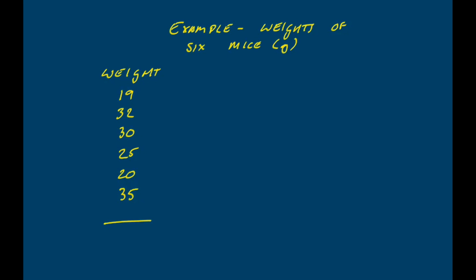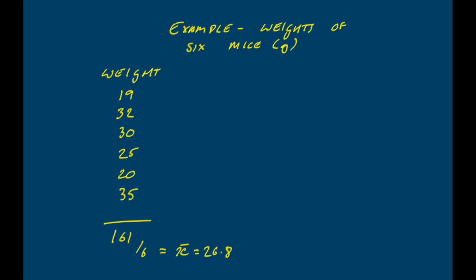If we want to quantify where the center of these data are a bit more accurately, we can calculate a mean. So we add all the numbers together, which gives us 161, and we divide that by n, the sample size, and this gives us our value for the mean. So we want to know how much dispersion there is in this data set around the mean.